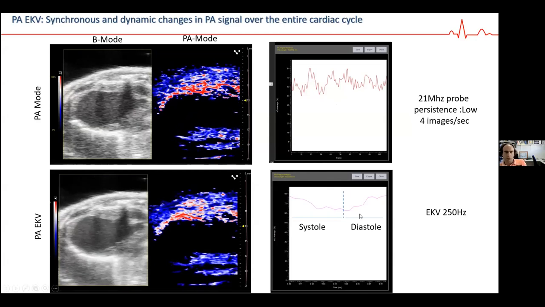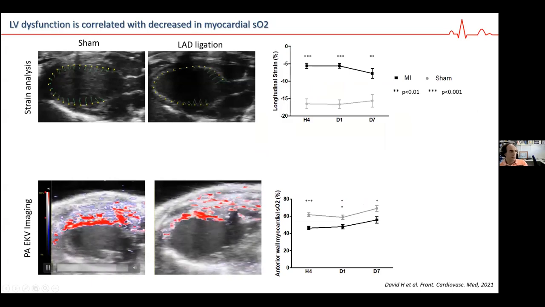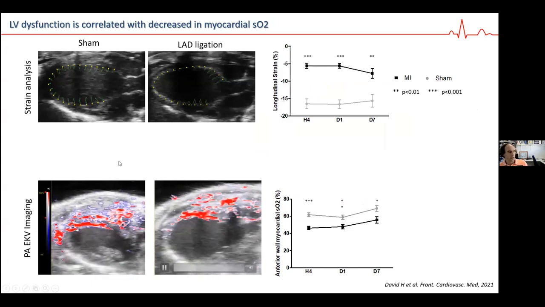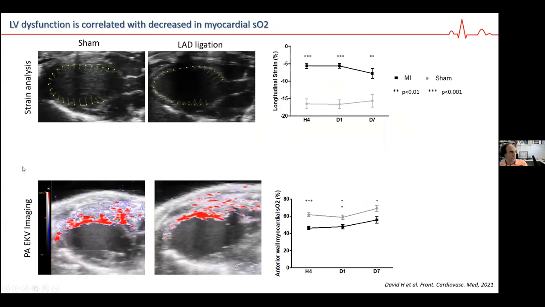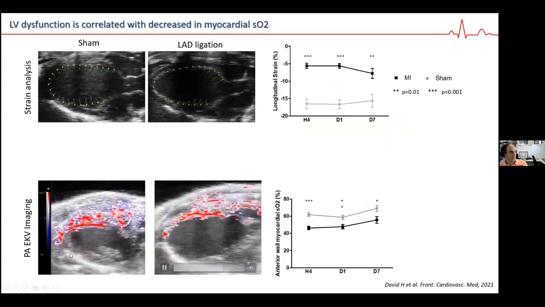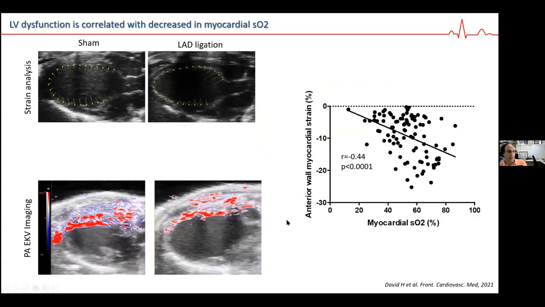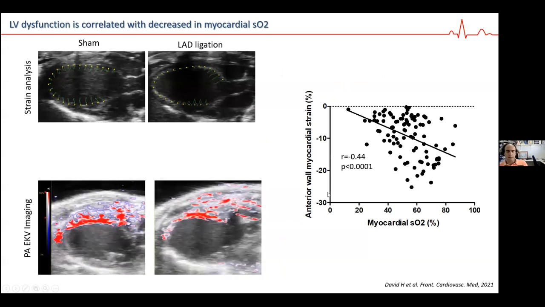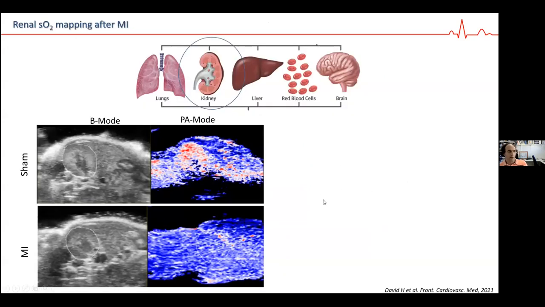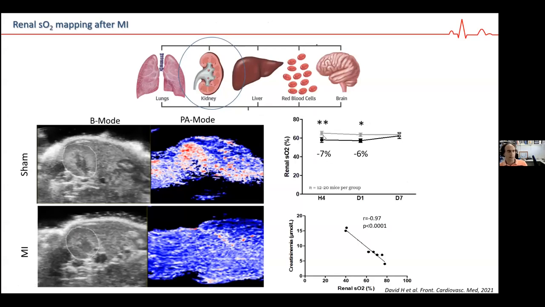Then we moved the probe to the abdomen, and we tried to focus on what's going on in terms of oxygen saturation in the kidney. You can see on the left the B mode in sham animals and MI animals; we were able to detect the kidney here and to have some data. What's interesting is that during the acute phase after myocardial infarction, at day one or after 4 hours, you see a significant decrease of 6-7% in renal oxygenation level. It comes back to normal after 7 days, which is also interesting.